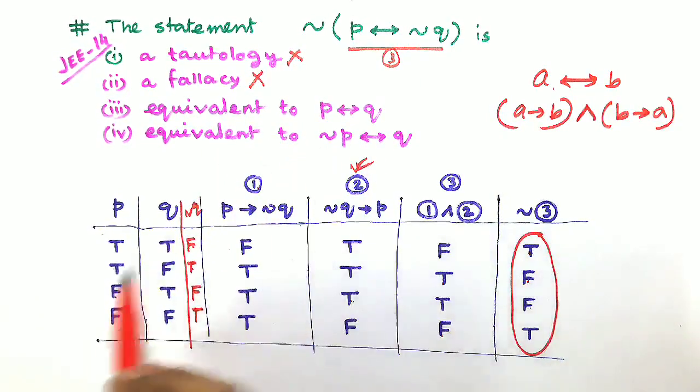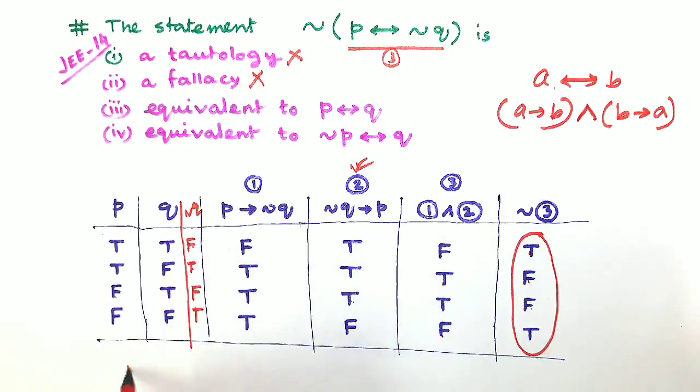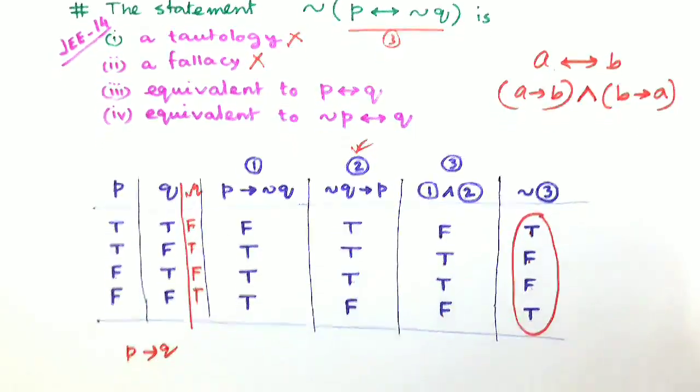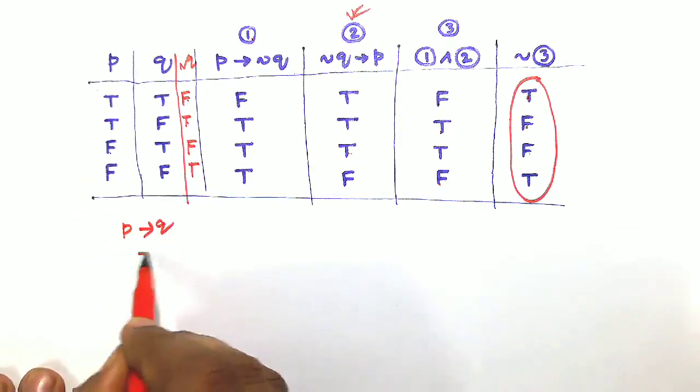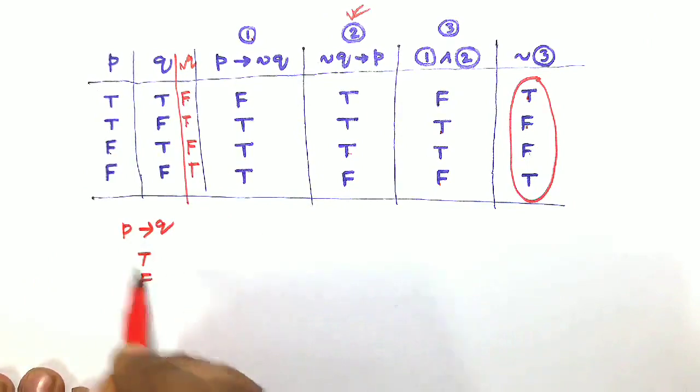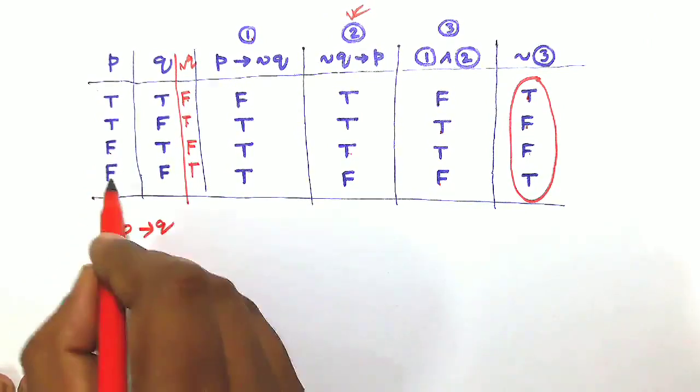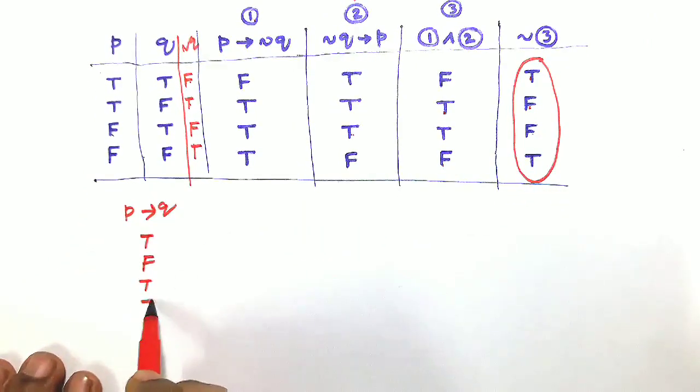Okay, let's see P and Q. What is P implies Q? P implies Q. That means T implies T is T. T implies F is F. F implies T is T. F implies F is also T.